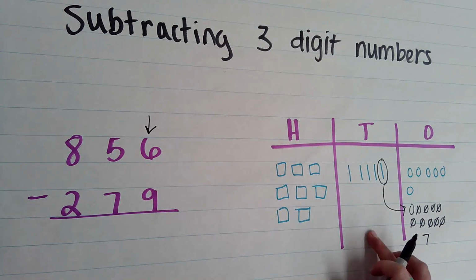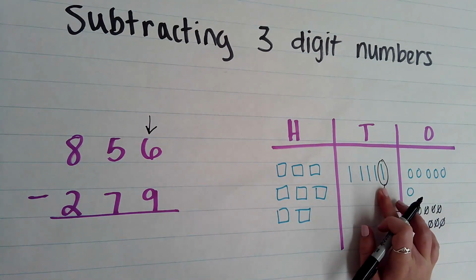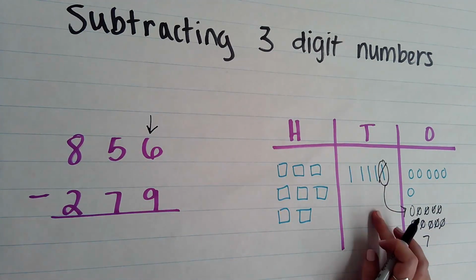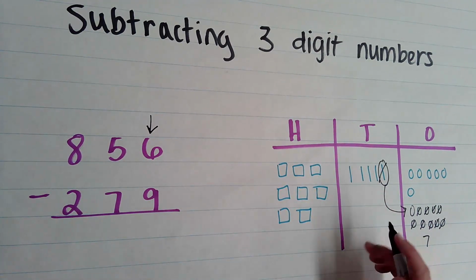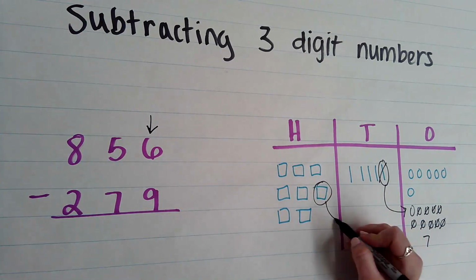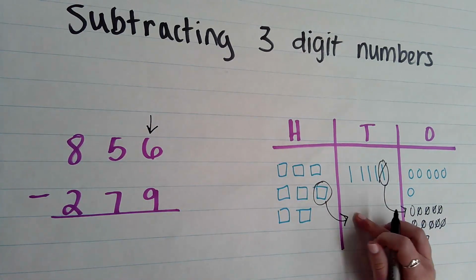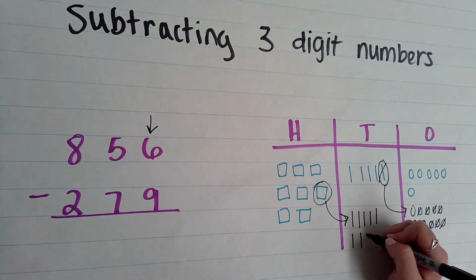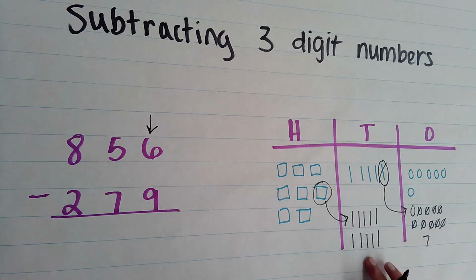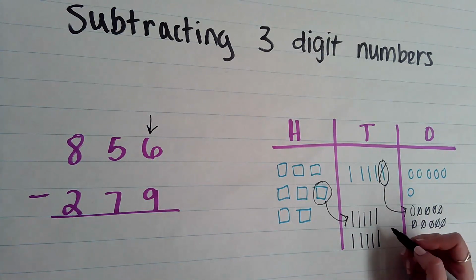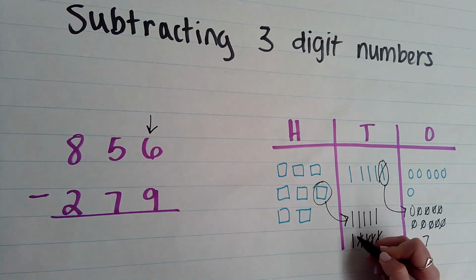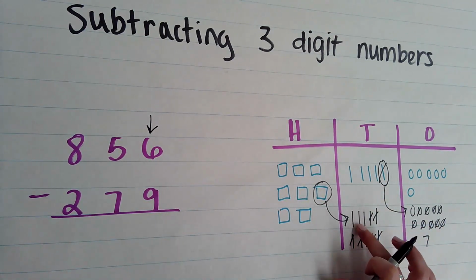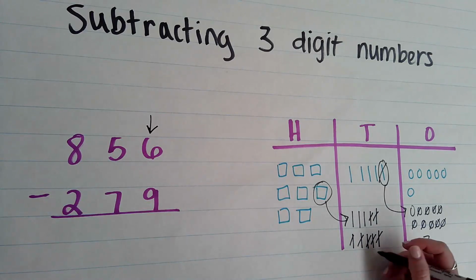Now over in the 10s place, this 10 doesn't exist here anymore because I've traded it over. Now I need to take away 7, but I don't have 7 to take away. So I'm going to take 100. I'm going to trade it to the 10s place, and it's going to become 10 10s. 1, 2, 3, 4, 5, 6, 7, 8, 9, 10. Now I do have enough. I'm going to take away my 7. 1, 2, 3, 4, 5, 6, 7. And I have 1, 2, 3, 4, 5, 6, 7 left.